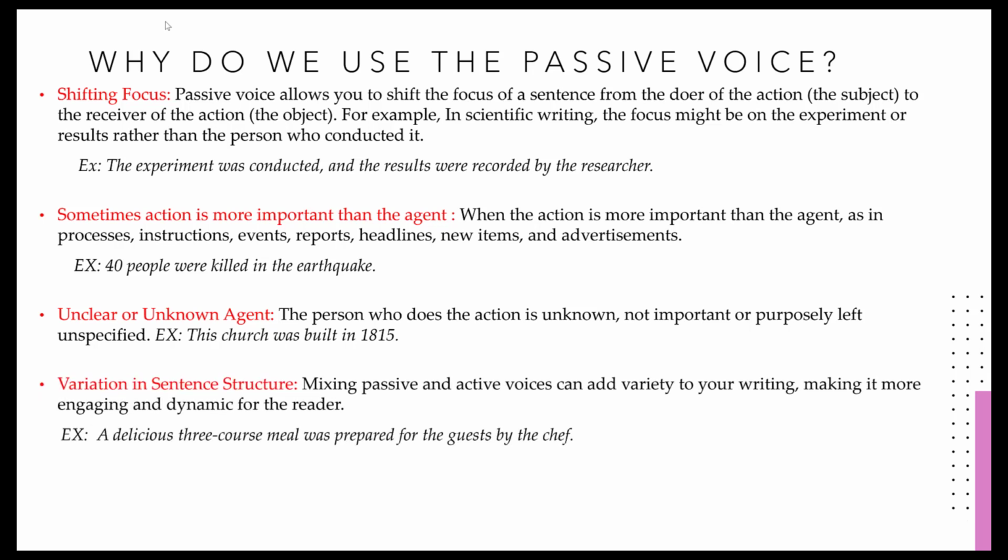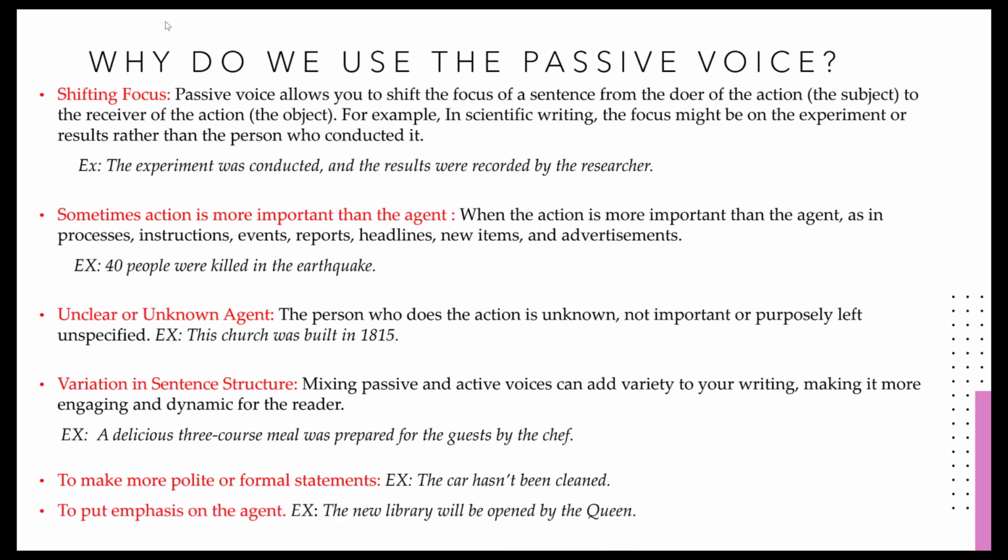Variation in sentence structure. A delicious three-course meal was prepared for the guests by the chef. To make a more polite or formal statement, the car hasn't been cleaned. It's not polite if we say, you haven't cleaned the car. To put emphasis on the agent, for example, the new library will be opened by the Queen.